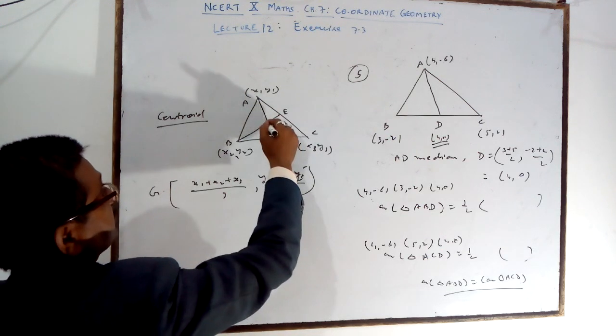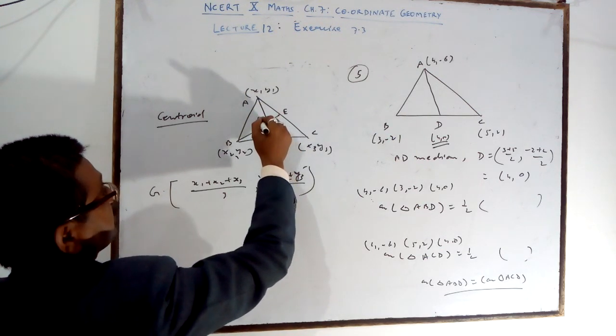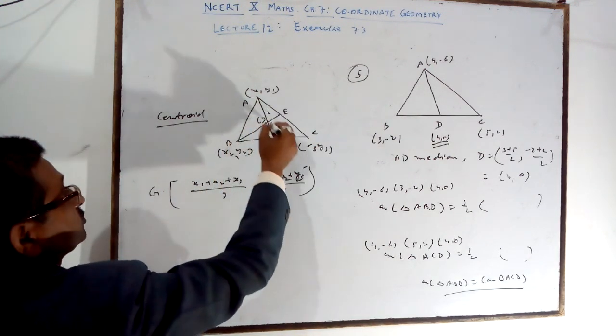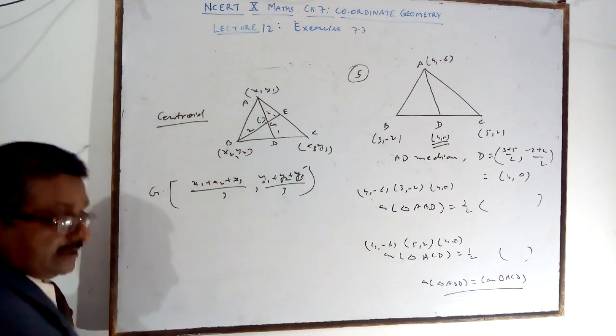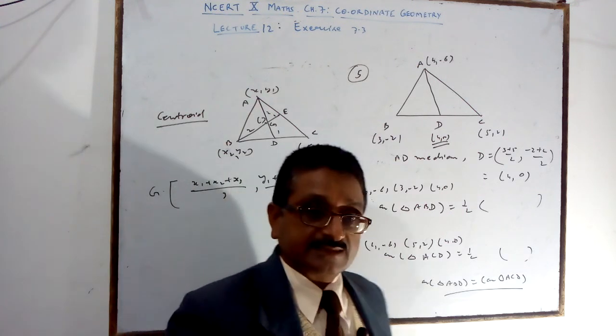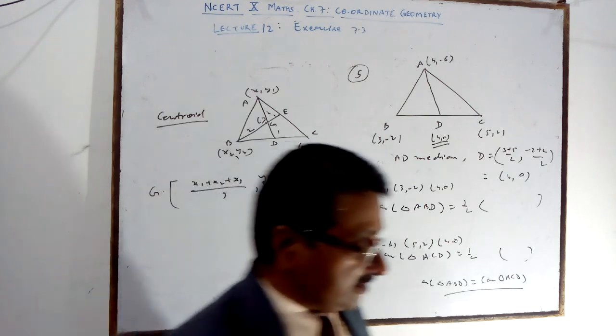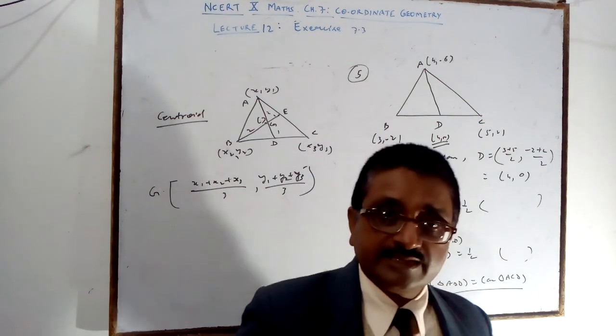You get the coordinates of G from the vertices by this centroid formula, because the medians divide each other in the ratio 2:1. That will be seen in the optional exercise that I will explain afterwards. So all the formulas and all the things in this chapter are over. Thanks for today.